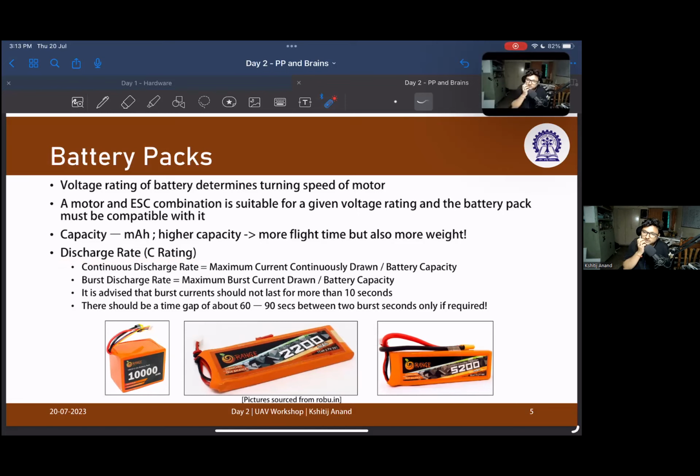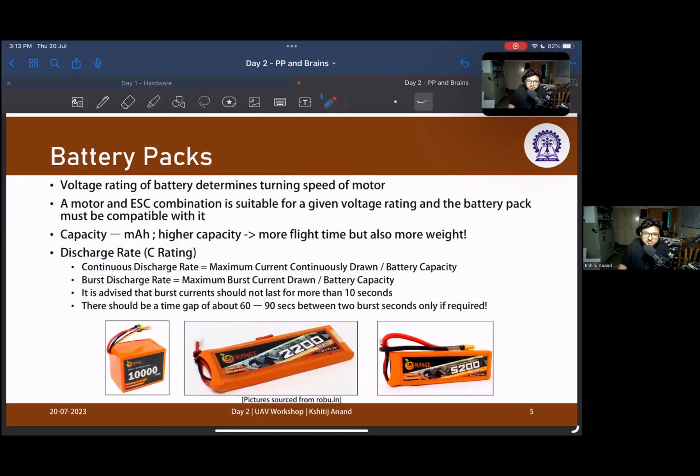So there are two kinds of discharge rate. One is called the continuous discharge rate. The other one is called the burst discharge rate. So continuous discharge rate is where you can draw this current regularly from the battery, divided by the battery capacity. That gives you the continuous discharge rate. Okay, and it's measured in C. It's called the C rating.